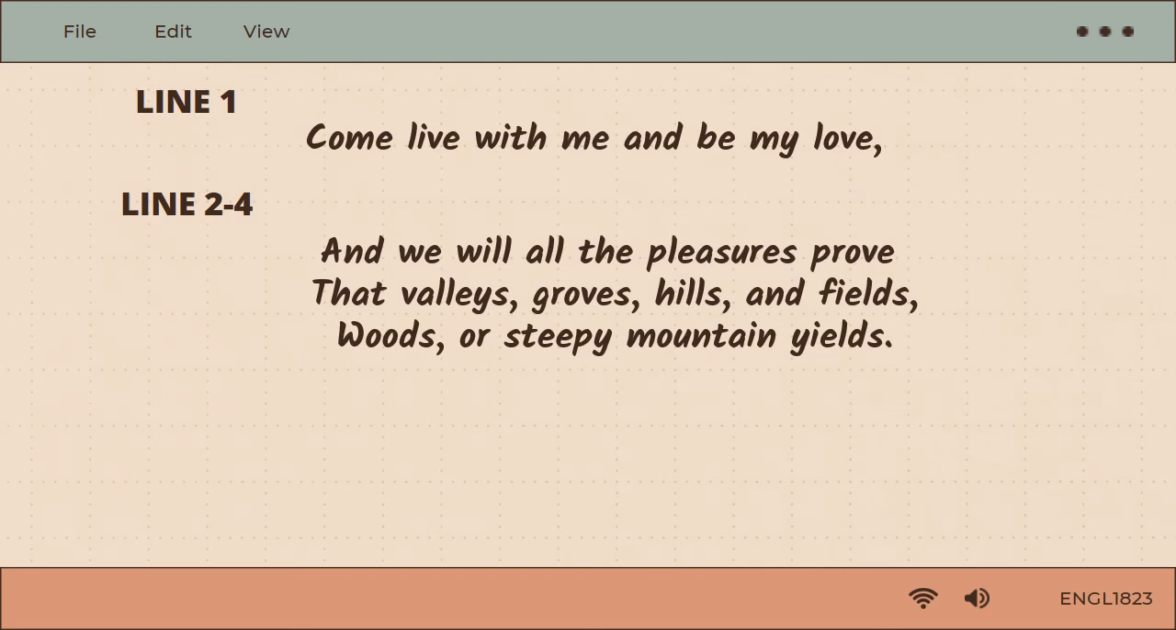And we will all the pleasures prove that valleys, groves, hills, and fields, woods, or steepy mountain yields.